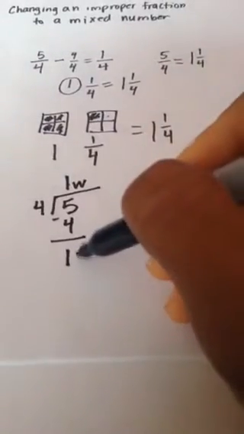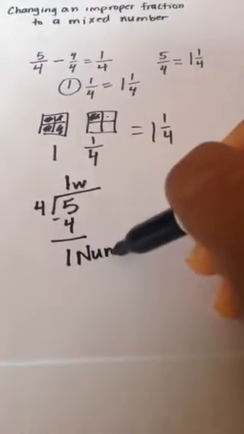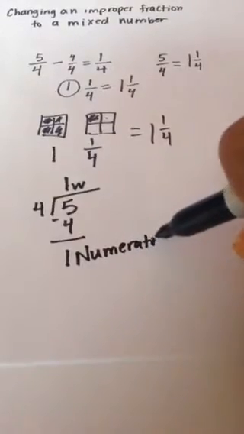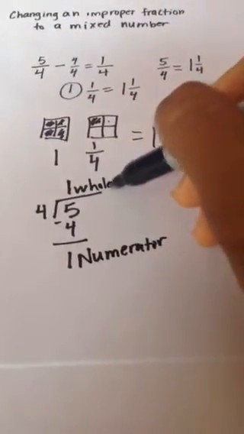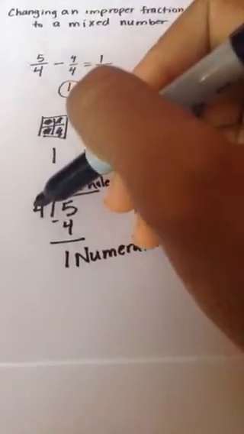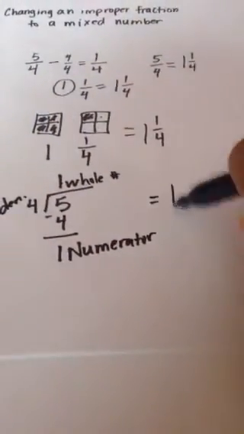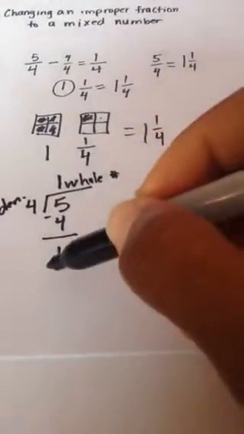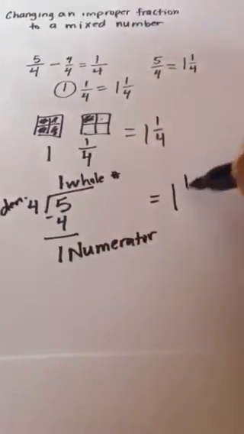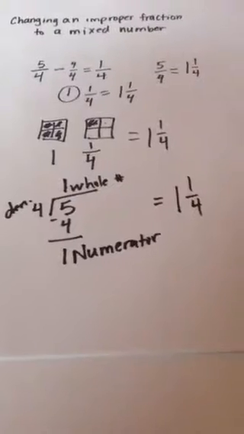Your remainder is your numerator. And your divisor here is your denominator. So then your answer is a whole from this and 1/4. Like this. So let's try it with a bigger number.